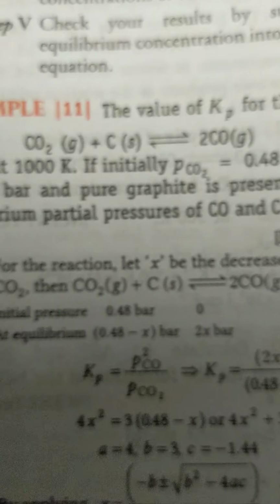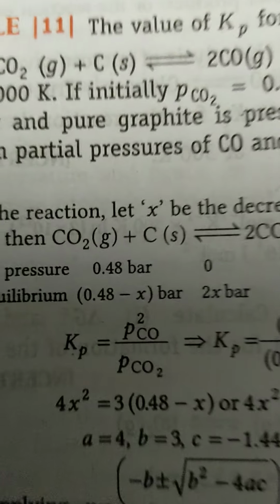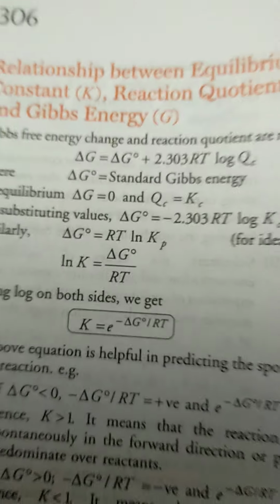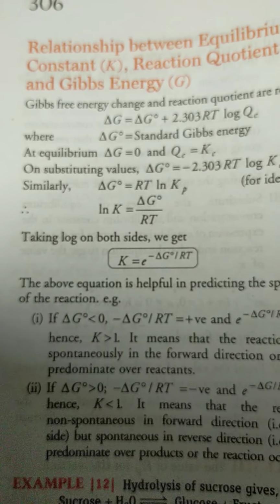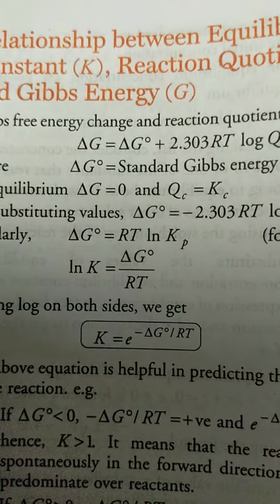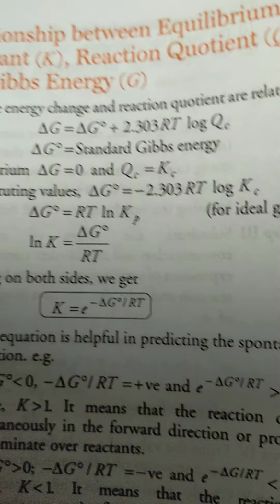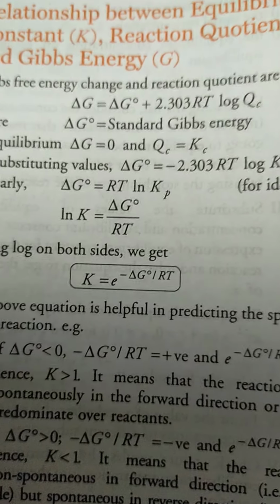So this is a problem related to calculating the partial pressure of carbon dioxide. Next one is the relationship between equilibrium constant, reaction quotient and Gibbs energy.